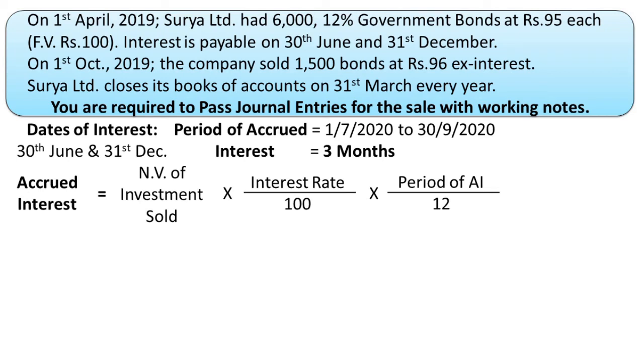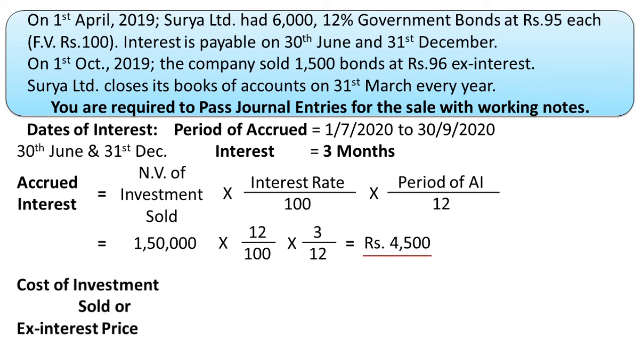Let us put the figures. Nominal value is 1,50,000. 1,500 bonds we are selling. The face value is rupees 100. So 1,500 multiplied by 100, rupees 1,50,000. Rate of interest we already know, it is 12. So 12 by 100. And accrued interest period we have calculated 3 months. So 3 by 12. So the amount of accrued interest is rupees 4,500.